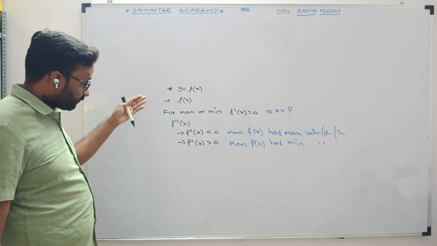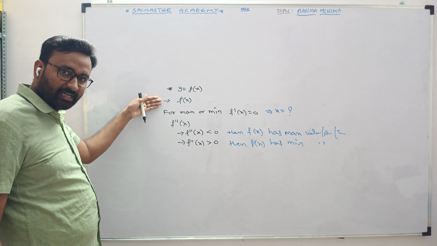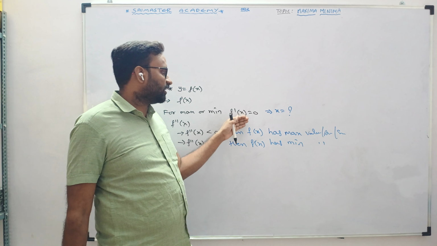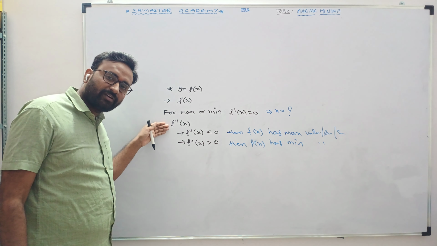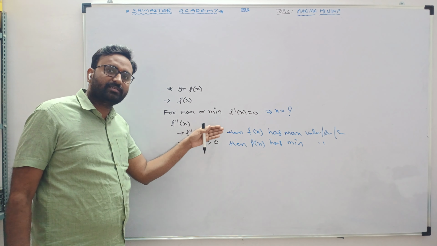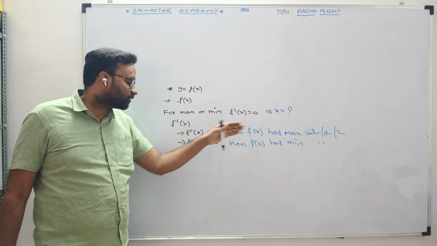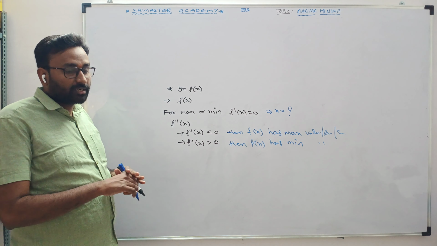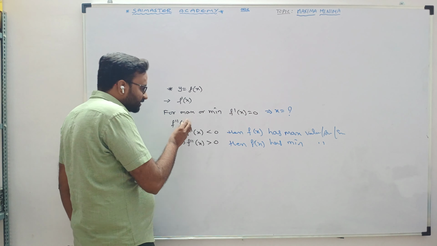Okay, malli cheptunna, first manaku function kavali, dani first derivative cheyali, maximum or minimum kanukkodaniki aa derivative ni zero cheyali, ala chesthe manaku x value vastundi, and after that f double dash find cheyali. F double dash lo manamu ee x value ni substitute chesthe less than 0 vachindi ankonde, then f of x ki maximum value unnattu, greater than zero vachindi anukondi f of x ki minimum value unnattu.